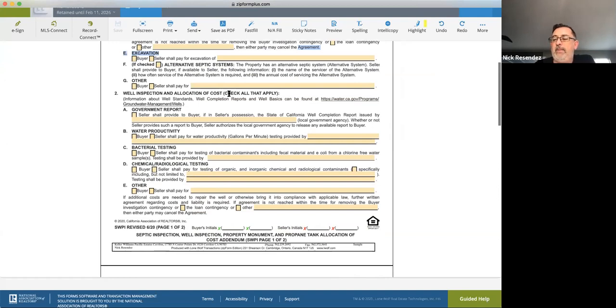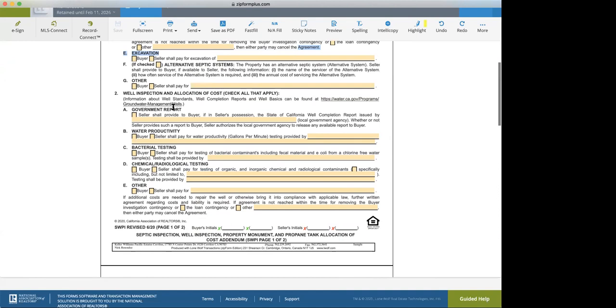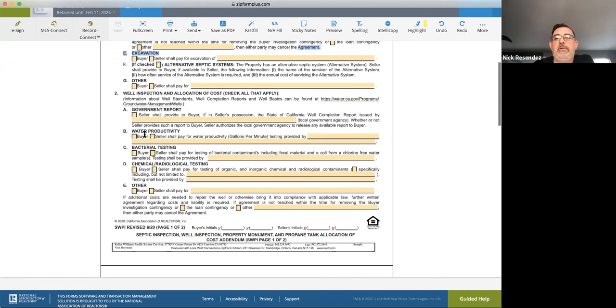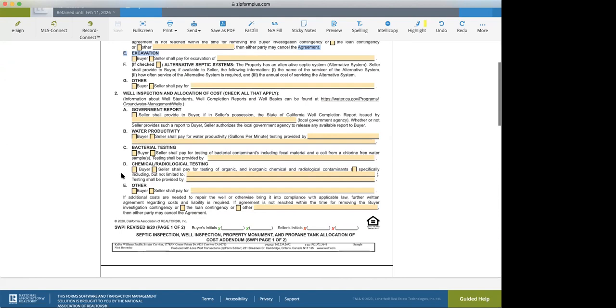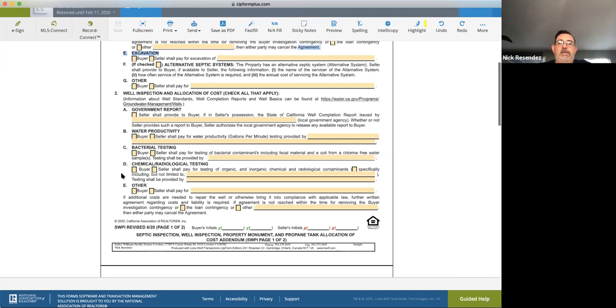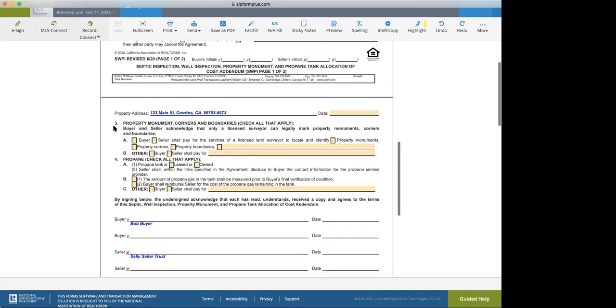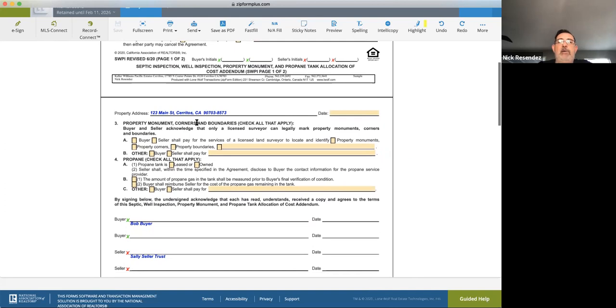The next one is well inspection and allocation of cost. Again, from time to time, you may sell a property that doesn't have city water or access to city water, and they have a well that they access for their household water. So same thing, right? Who's paying for what? Generally, you may get a government report if it's available, and that's probably about it. You can test for productivity, you can test for bacteria, things of that nature. And again, this is all in negotiation between the buyer and the seller. Okay, a lot of this stuff, generally speaking, for these specific types, will fall on the seller side of a transaction.